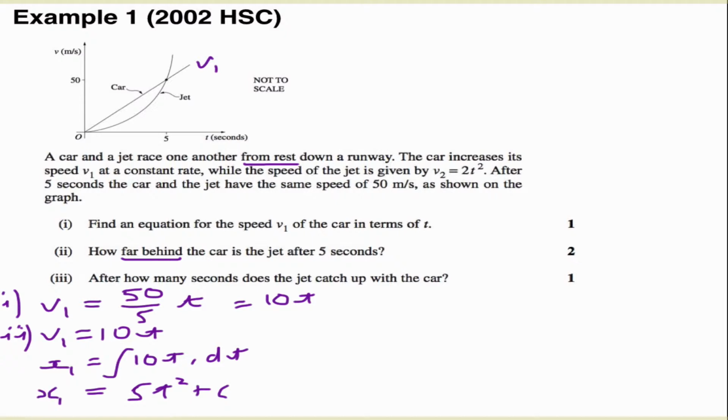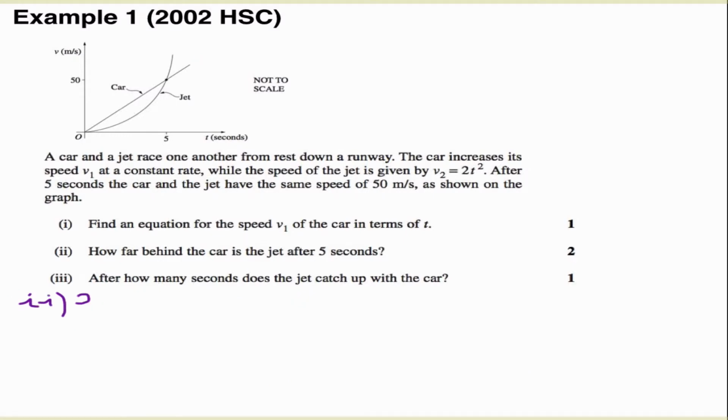We now need to find that initial condition, and since when t is 0, x1 is 0, that tells us c is 0. So we get an expression x1 is equal to 5t squared. So we found x1 is equal to 5t squared, and now we need to find an expression for x2.